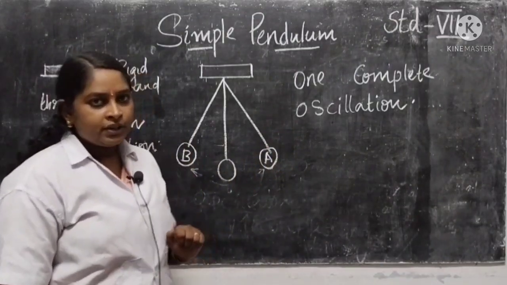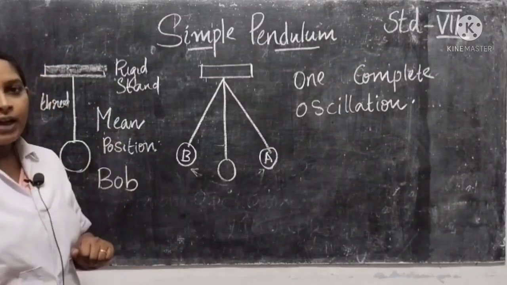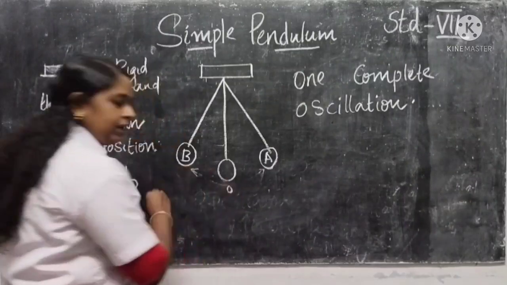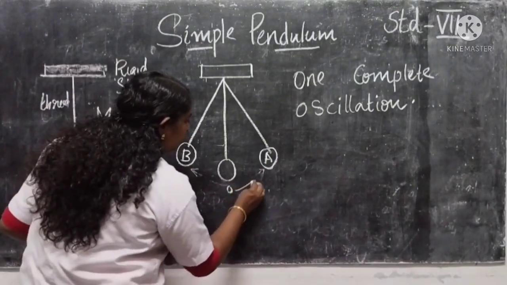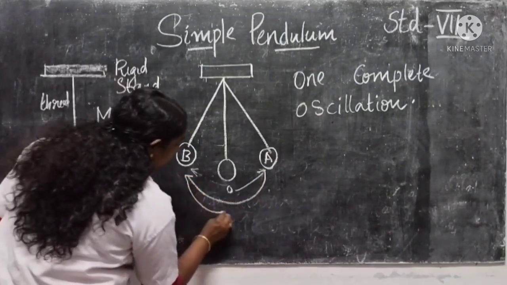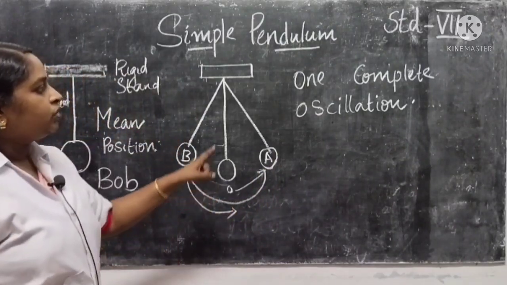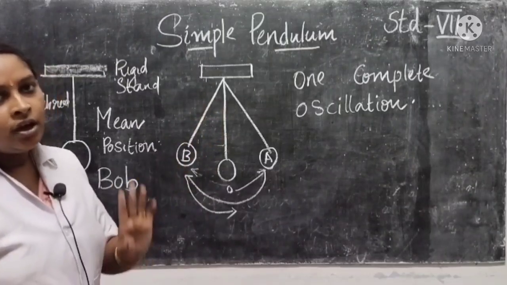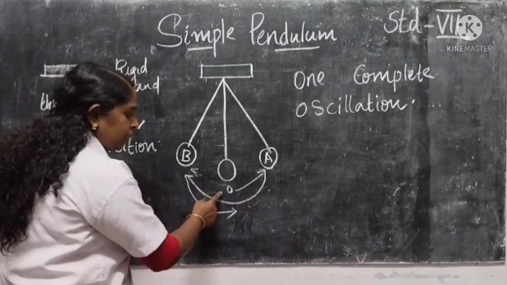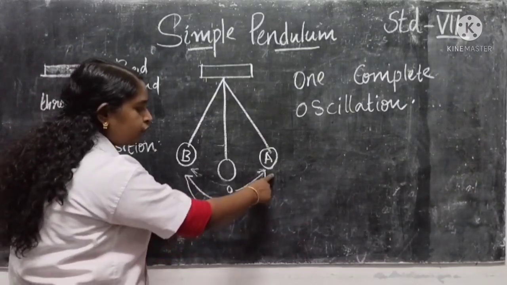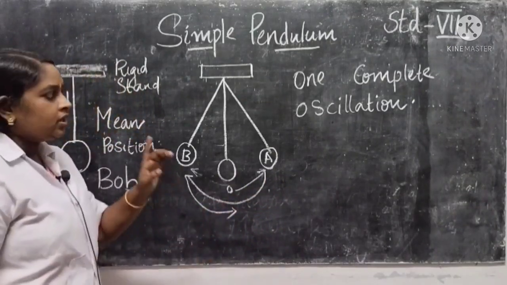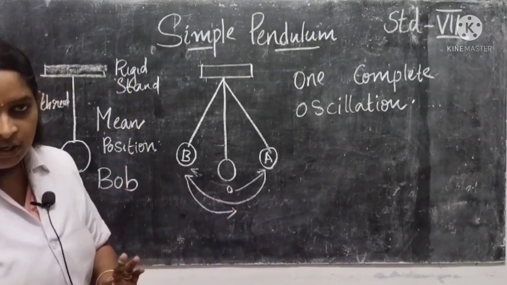Next we move on to one complete oscillation of a simple pendulum. One complete oscillation means the bob starts from its mean position, that is from O, then moves to A, then moves to B and back to O. This is one complete oscillation.